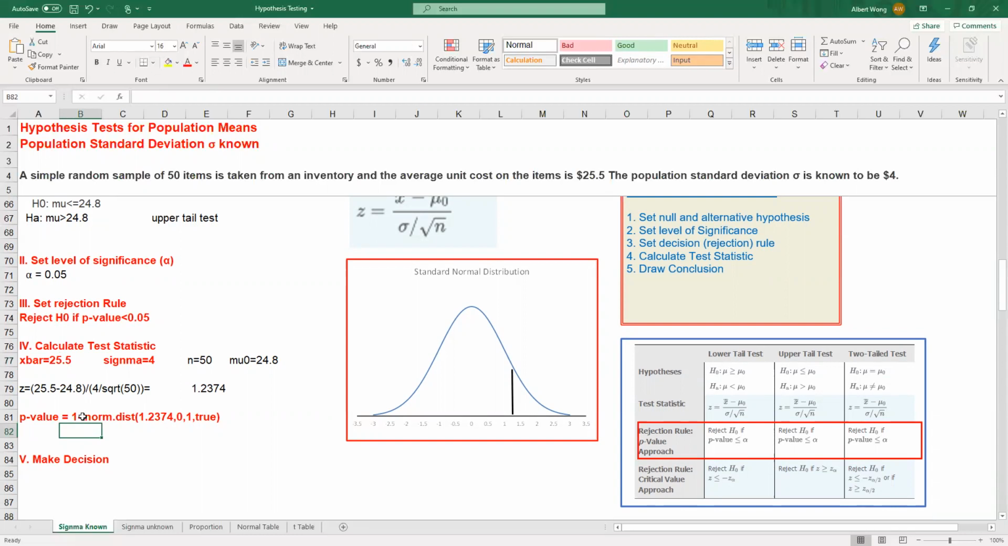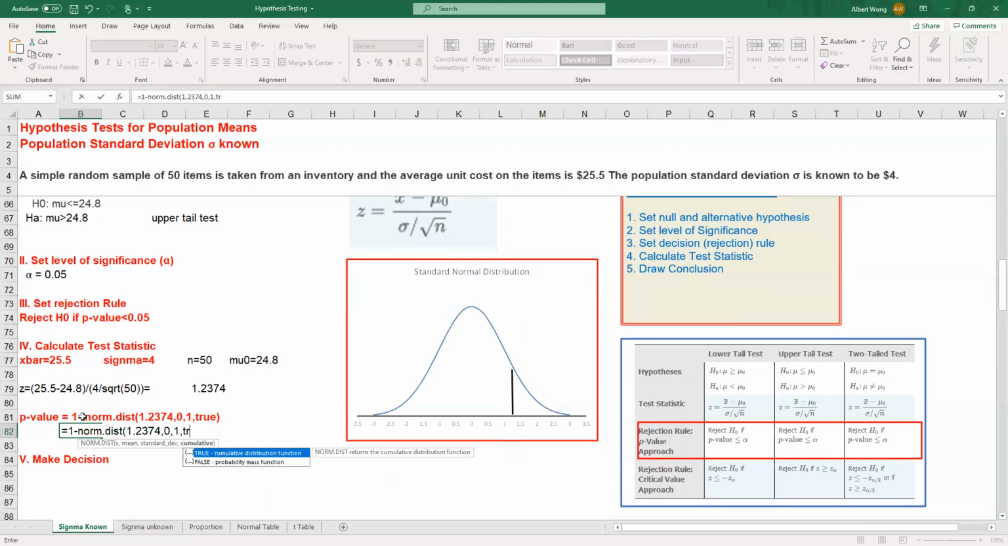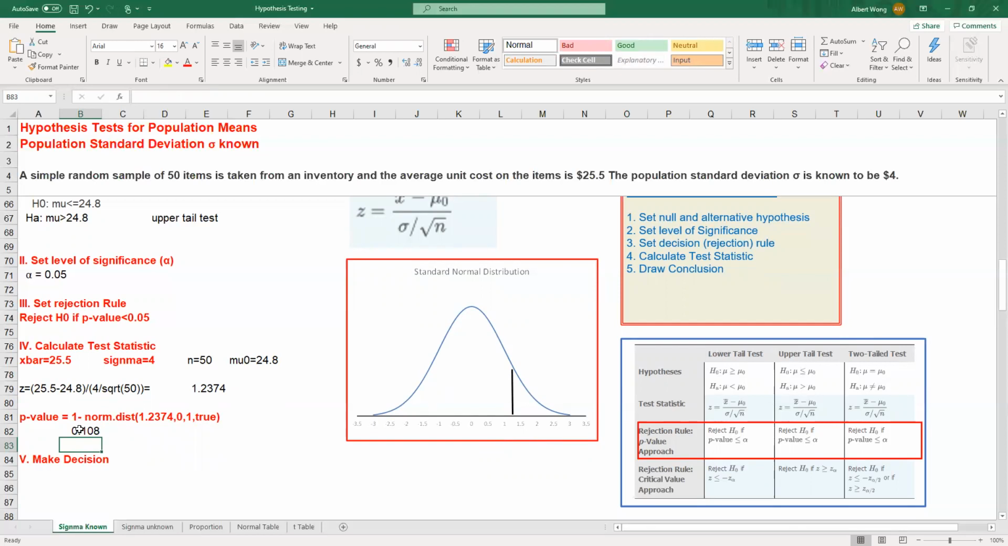So you would do 1 minus norm.dist 1.2374, 0, 1, 2, and that number is 0.108. So basically what we are saying is that yes, 25.5 is bigger than 24.8.